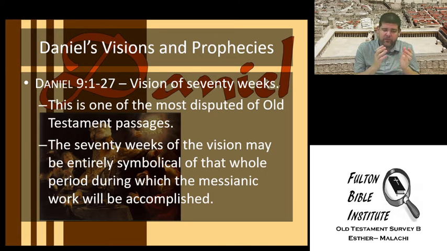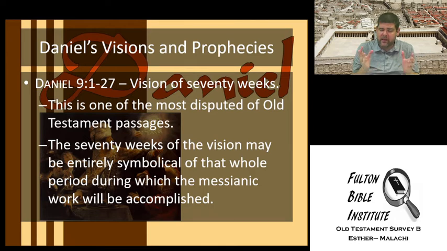Chapter 9, the entire chapter, is about the 70 weeks. This is one of the most interesting chapters of Daniel, and it is one of the most disputed of Old Testament passages. Very hard to understand. Most people still don't have a consensus of what it really means. There are all different ideas. But these 70 weeks of the visions may be entirely symbolic of the whole period during which the Messianic work will be accomplished.